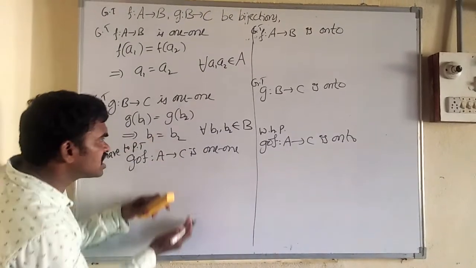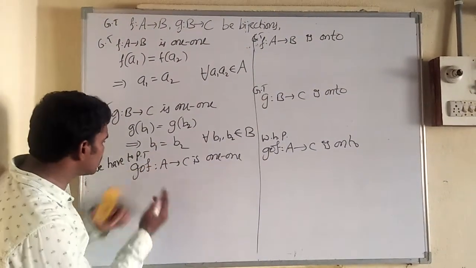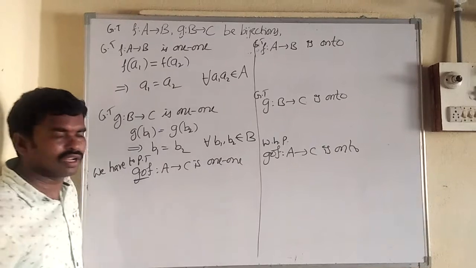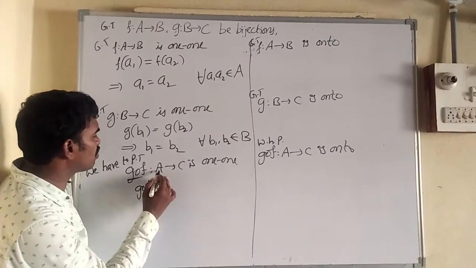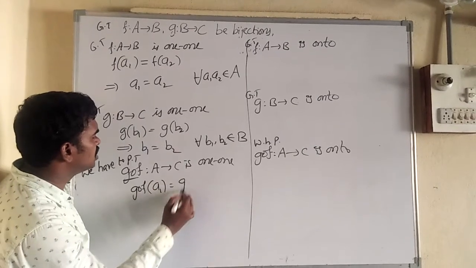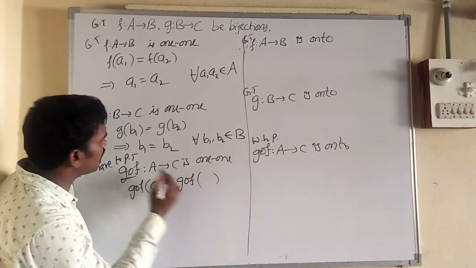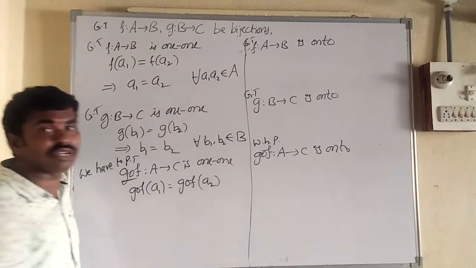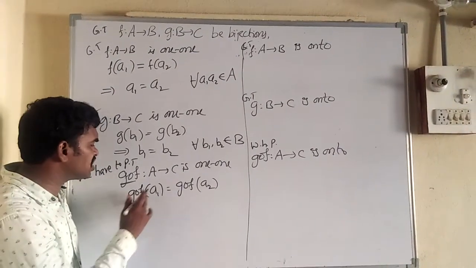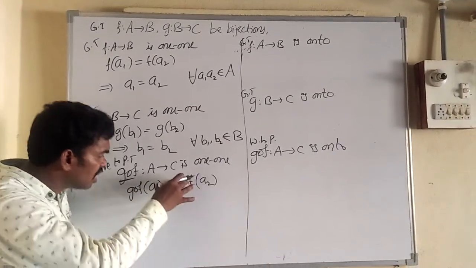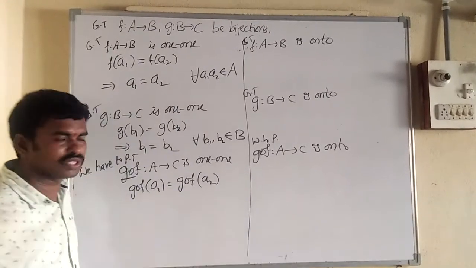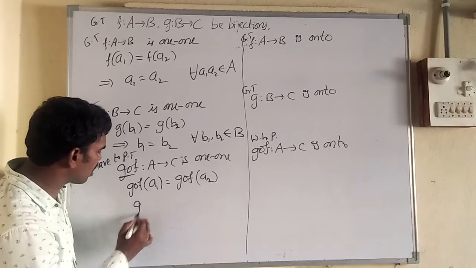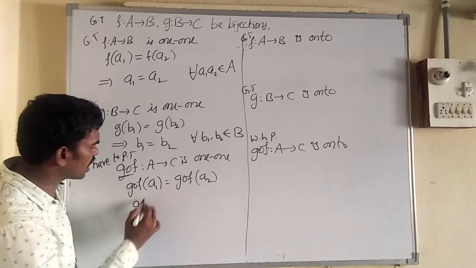So how to prove this is one-one? To prove this, what is the function? g circle f. What is the domain? A. So g circle f of a1 equals g circle f of a2, where a2 is another element. By simplifying this we have to get a1 equal to a2. Let us see whether we can get it or not. I am removing the circle, so taking brackets.